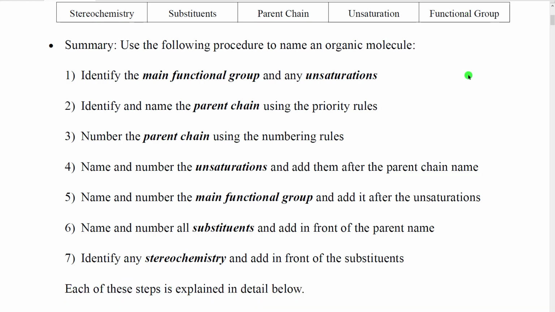Now, I have created a stepwise procedure to constructing these names as follows below. You can see this. First, we're going to identify what we call the main functional group and any unsaturations. We are then going to identify and name the parent chain using priority rules. We're going to number the parent chain using numbering rules. We will then name and number the unsaturations and add those names after the initial parent chain name. We will then name and number the main functional group and add it after the unsaturations. We will then name and number all the substituents and put those in front of the parent name, and finally we will do the stereochemistry and add that in front of the substituent.